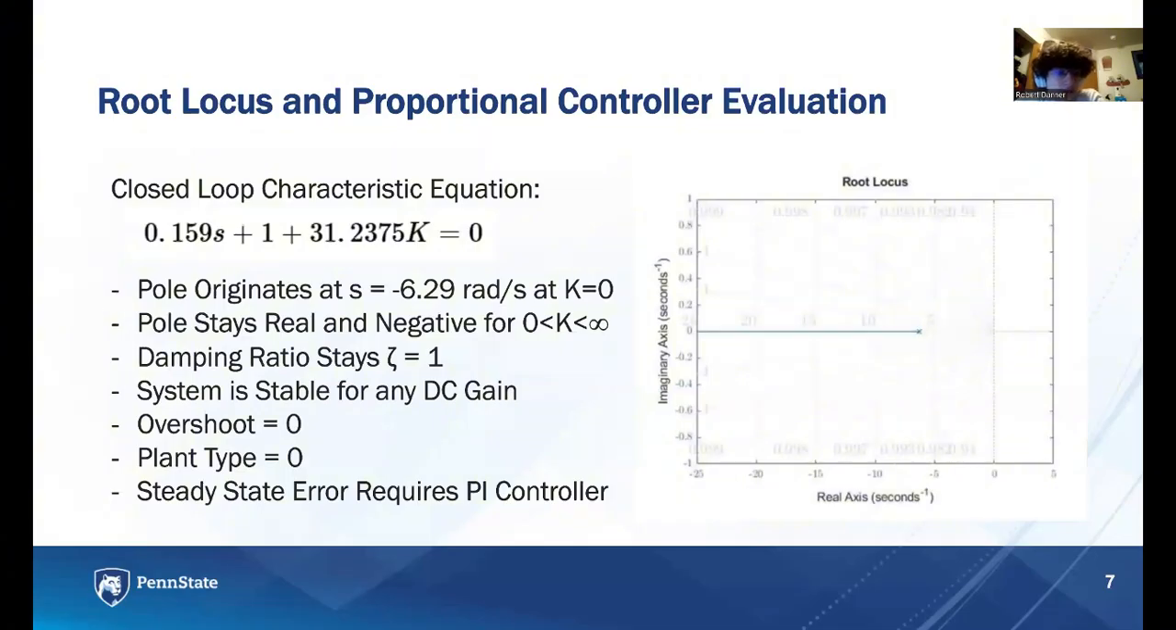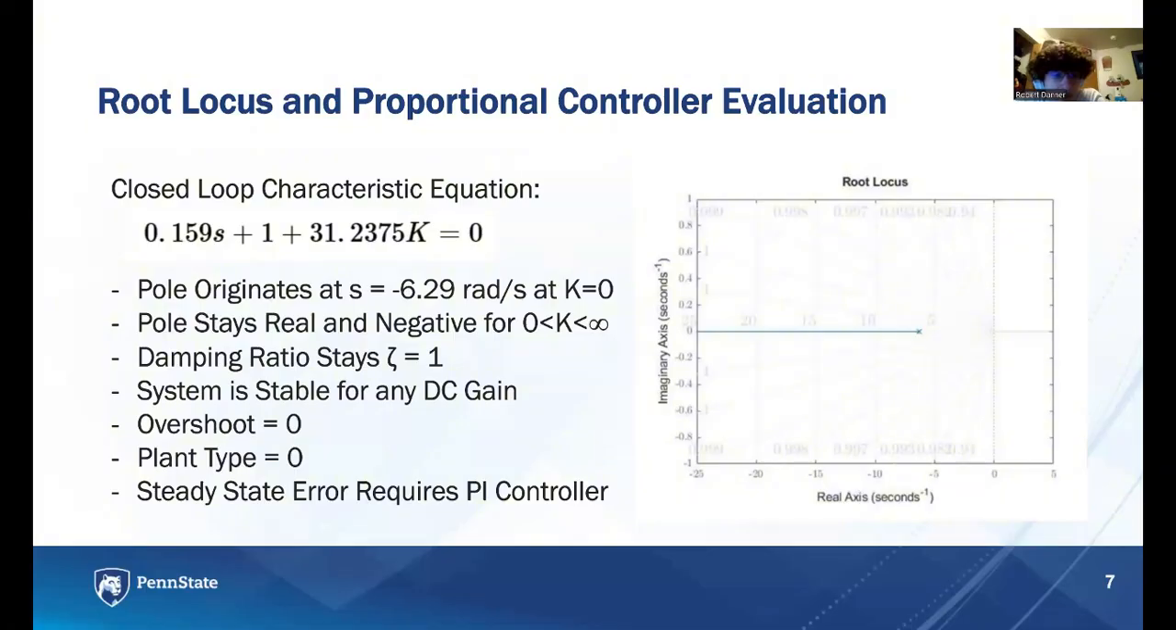The root locus was used to examine the closed loop poles of the system in the complex S-plane as the gain k varies from 0 to infinity. The closed-loop characteristic equation is defined as 1 plus k times G(s) equals 0, which when rearranged and plugged in for G(s) results in the equation on the slide. Using the root locus method, it can be seen that when k equals 0, the pole begins at minus 6.29 radians per second, which, as we saw before, corresponds with the open loop system.